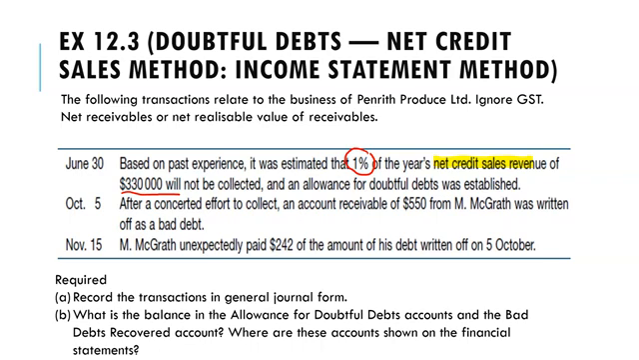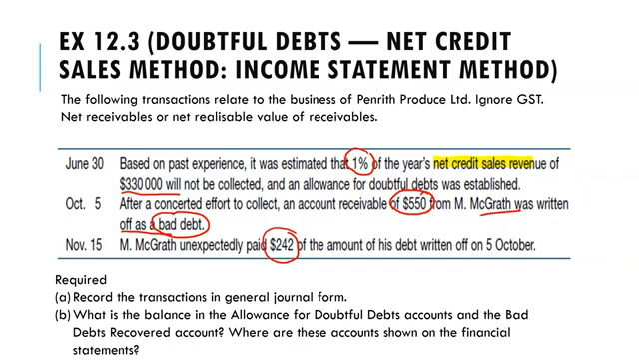Later on October 5th, after a concerted effort, after a great effort to collect the money, you decided that the amount of 550 from McGrath will not be collected and should be written off as bad debt. So this one we're going to record as bad debt. This will be our expense. However, on 15 November, McGrath unexpectedly paid 240,000 of his debt that we have written off on 5th October.